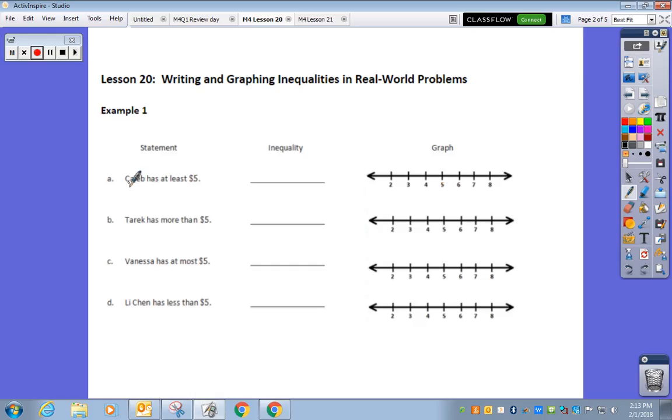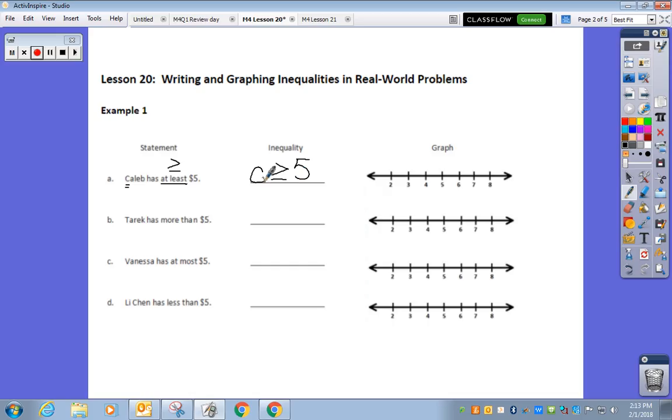The first one says Caleb has at least $5. If you have at least $5, that means you would have $5 or more. So at least means greater than or equal to. Anytime you see the words at least, you should know it means greater than or equal to. I'm going to write this inequality using C for Caleb, since that's who we're talking about. He has at least, or greater than or equal to, 5. I'm going to leave off the dollar piece because we're just looking for the number here.